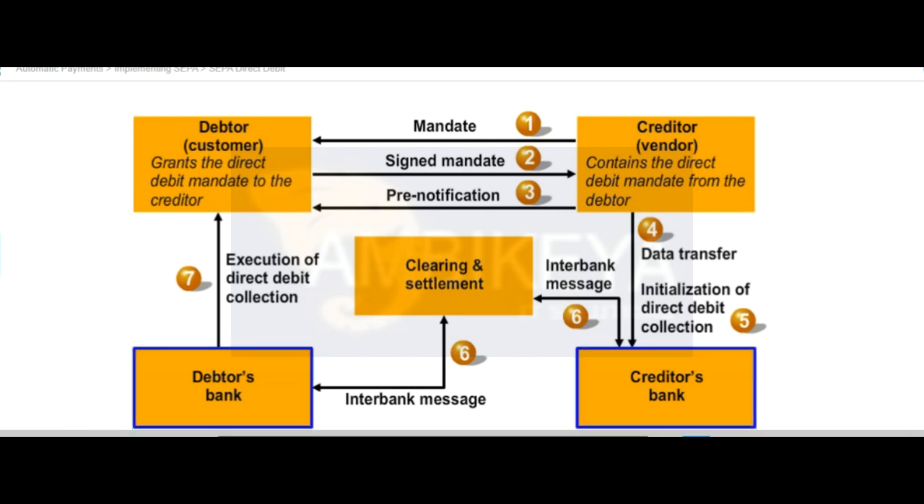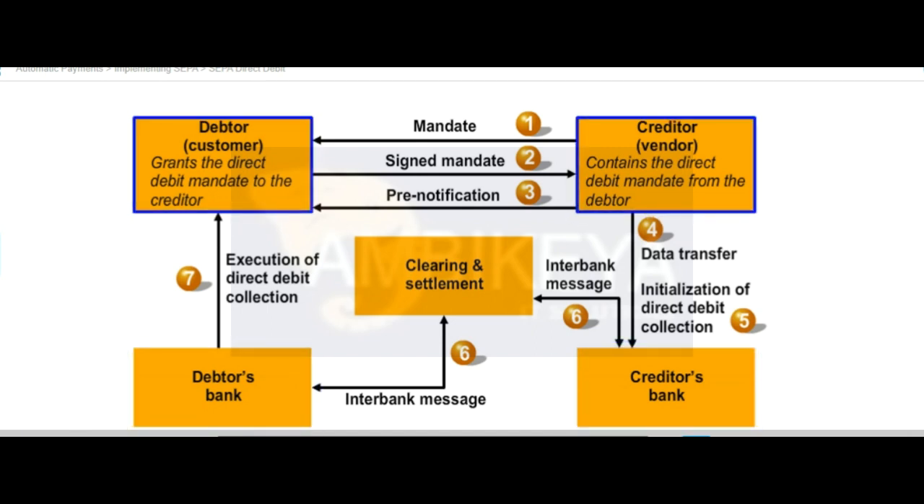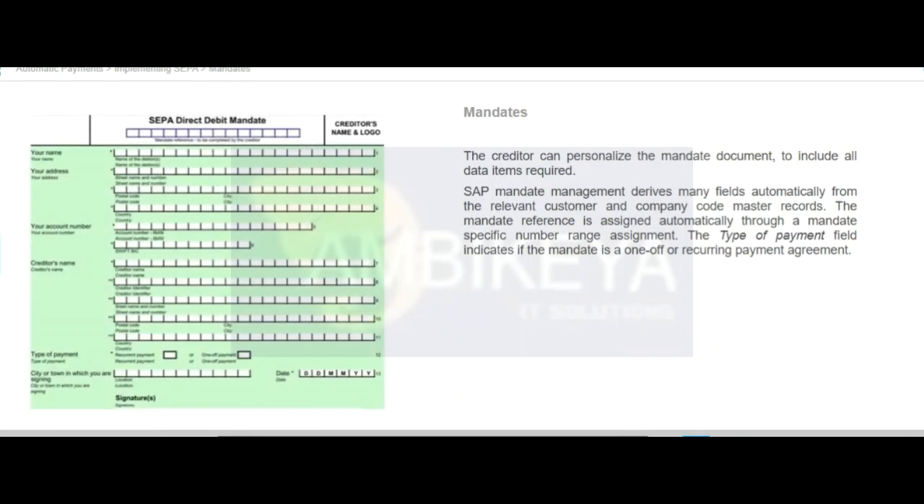Between banks, the handling of mandate information is only permitted electronically. Between debtor and creditor, a mandate can be exchanged in either paper or electronic form. The mandate document contains field identifiers, followed by the blank space necessary to fill in the required data items.